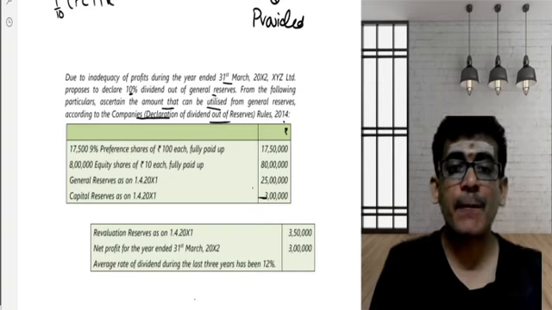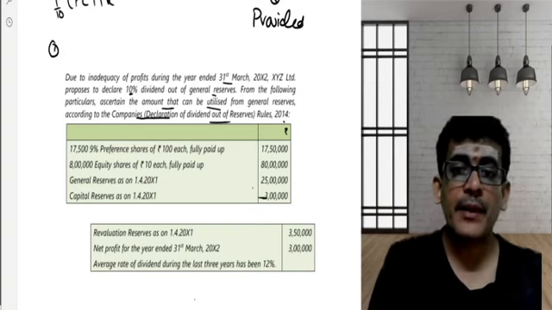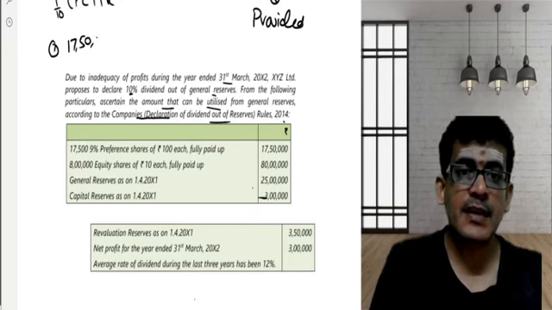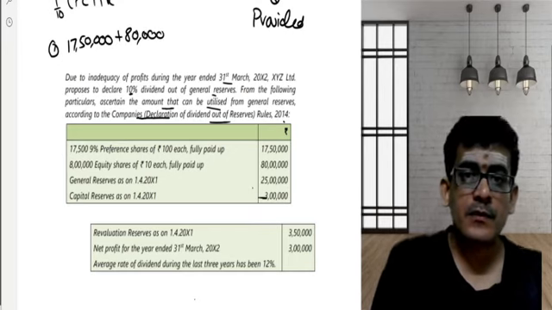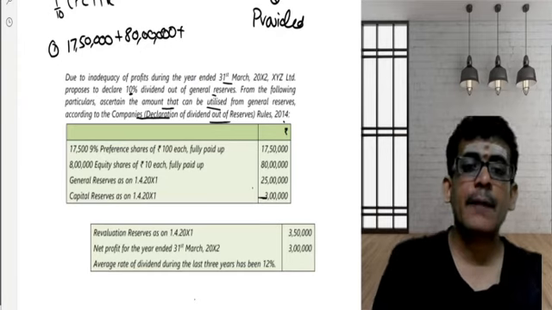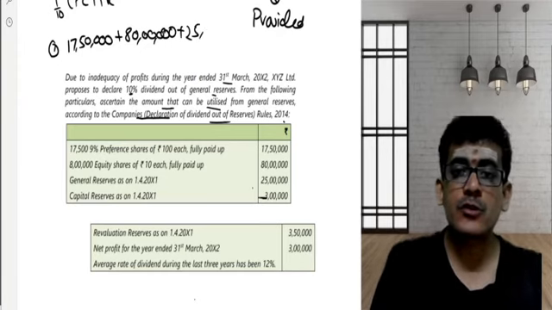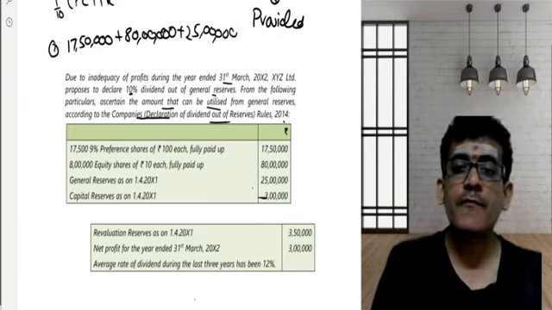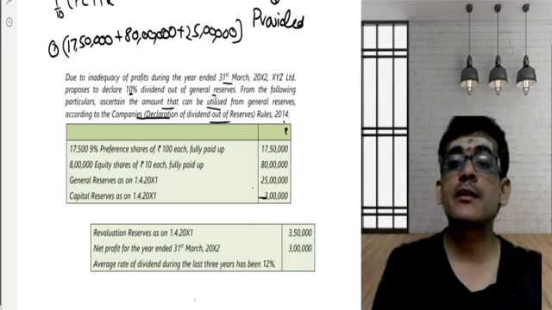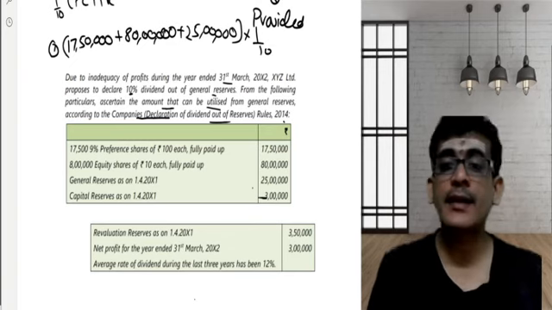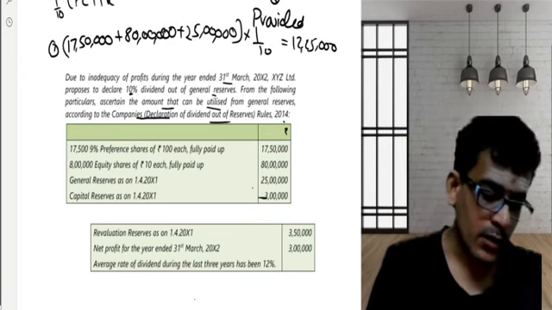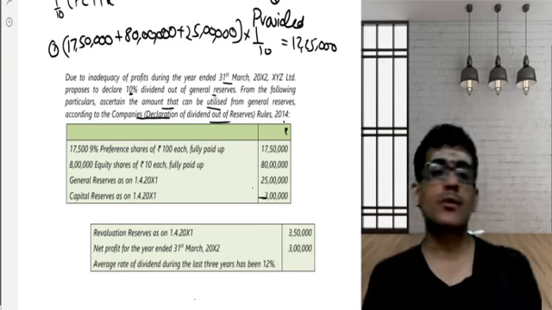So if I apply this condition: paid up capital, preference shares 17,50,000 plus 80 lakhs. This gives you your aggregate paid up capital plus available free reserves. You are getting 25 lakhs. Of this, what is the standard? The section says 1/10 you can draw. So 1/10 of this comes to 12 lakhs 25,000.